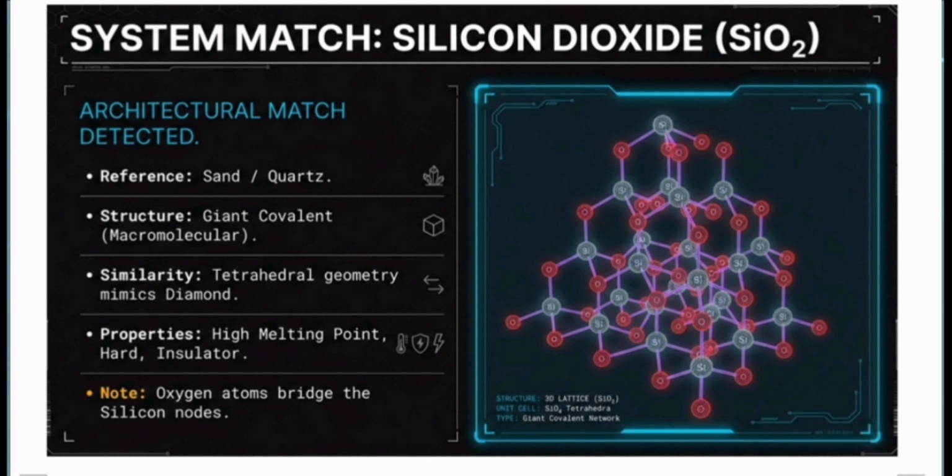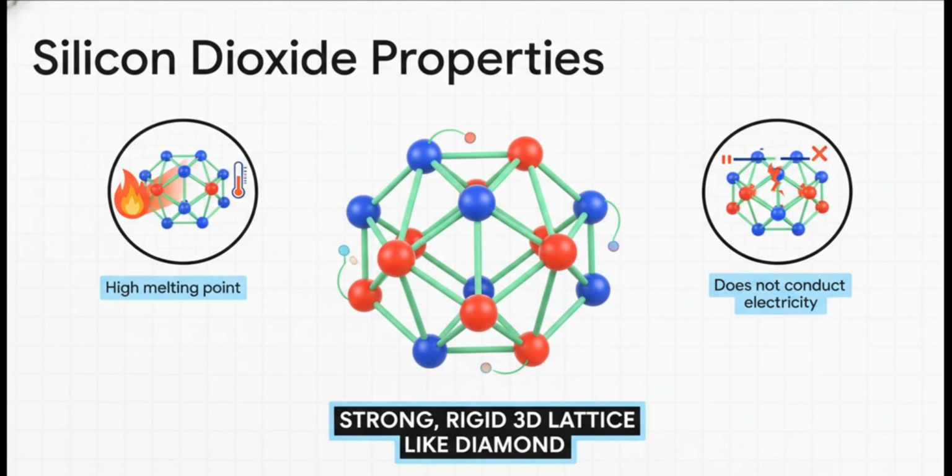Here is silicon dioxide, but you probably know it as silica. It's the main ingredient in sand and quartz. And what do you notice about its structure? It's a tetrahedral arrangement, just like diamond. You have silicon and oxygen atoms locked into a continuous, rigid 3D lattice. And because it has a diamond-like structure, guess what? It has diamond-like properties. It is very, very hard, it has a high melting point, and it doesn't conduct electricity because, you guessed it, there are no free electrons. This really proves the rule. A giant covalent lattice structure leads to these specific, predictable properties.